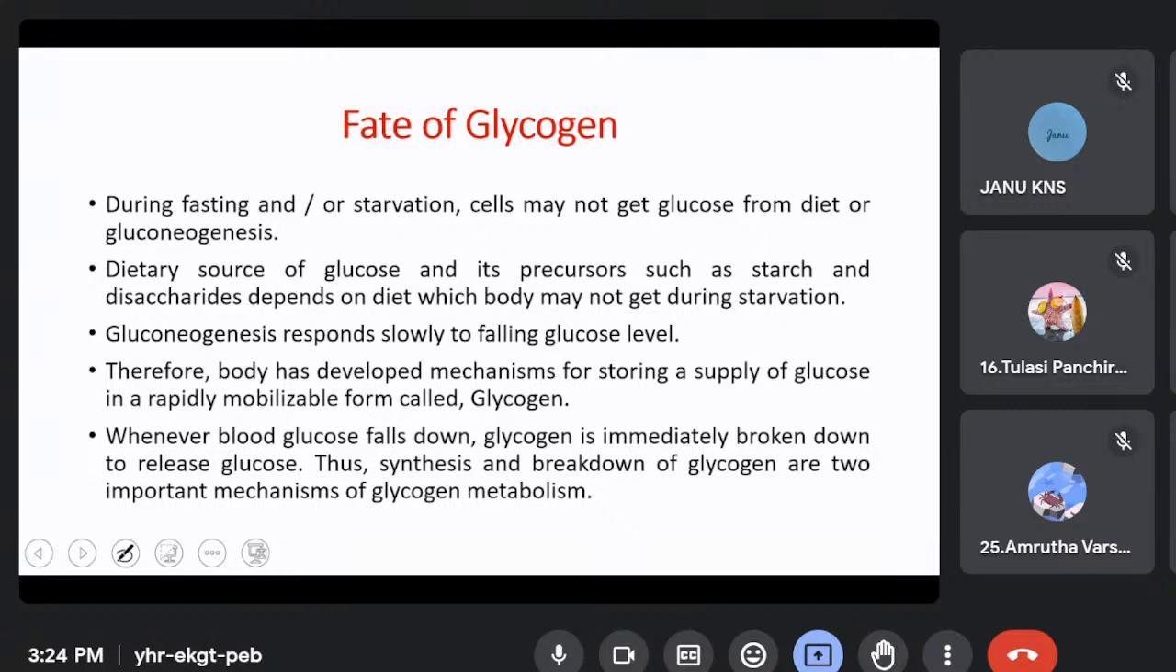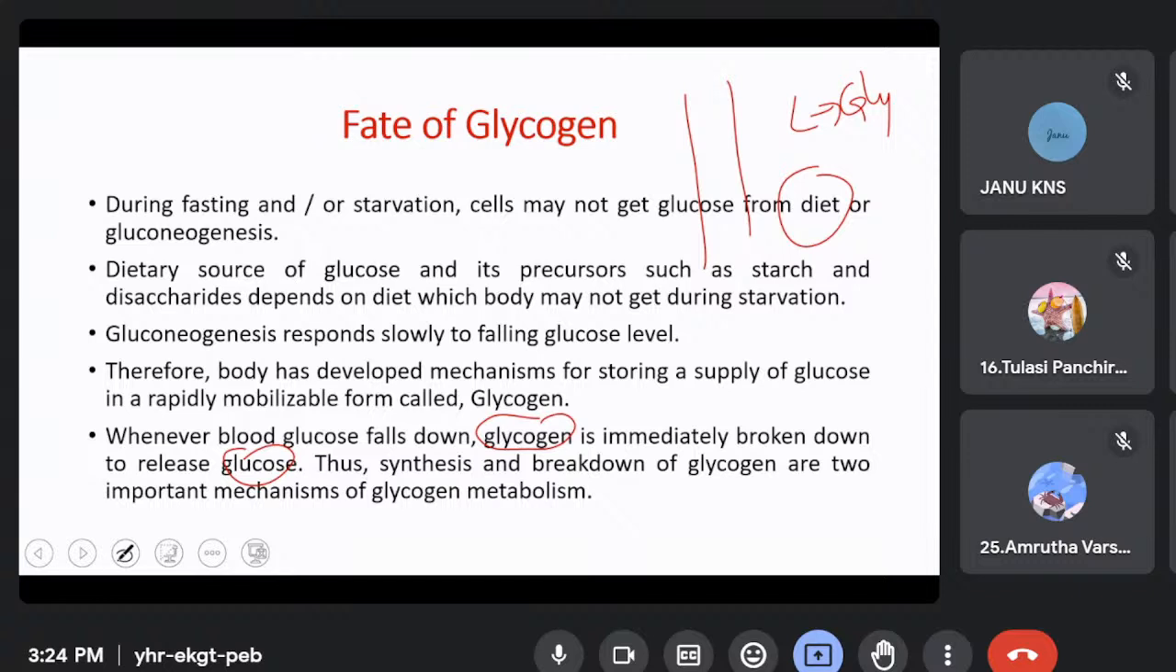So whenever blood glucose falls down, glycogen is immediately broken down to release glucose. The liver stores glucose as glycogen, and now the cells require glucose because we are undergoing fasting. We have taken food in the morning at 7 o'clock, and you did not bring lunch to the college, and the classes are till 5 o'clock, and Samuel sir has taken an extra class till 7 o'clock. That means from 7 to 7 you do not have any food source at all.